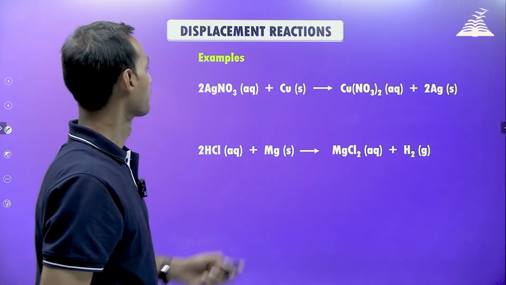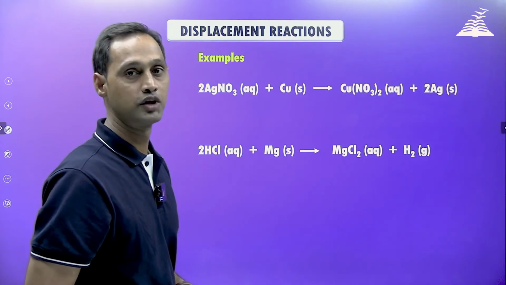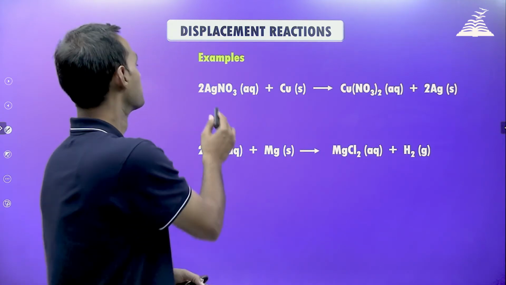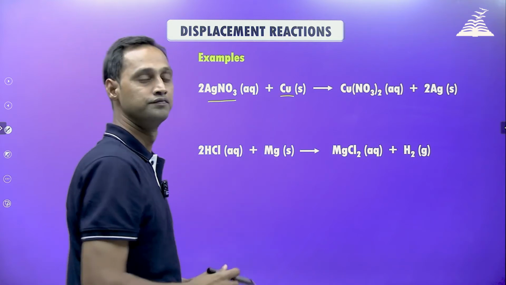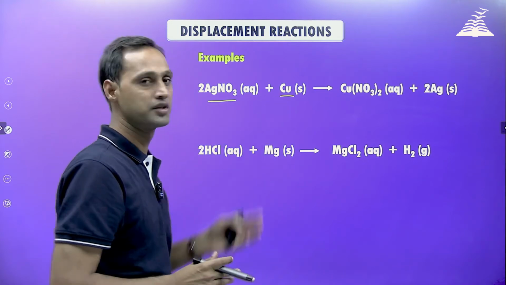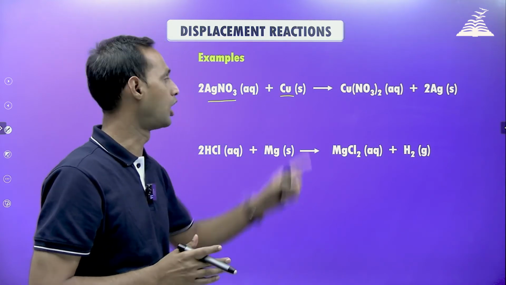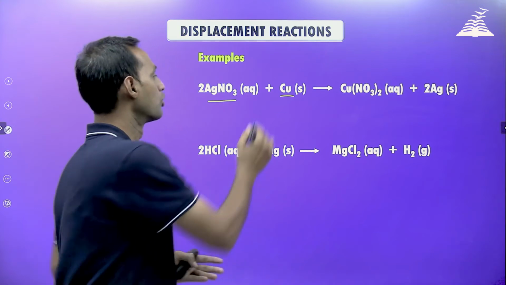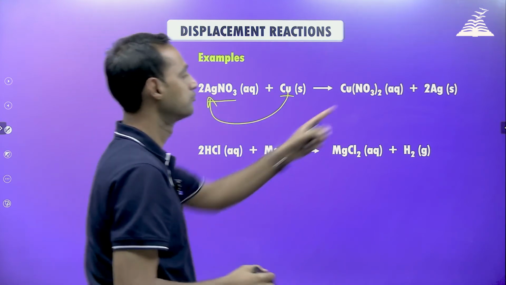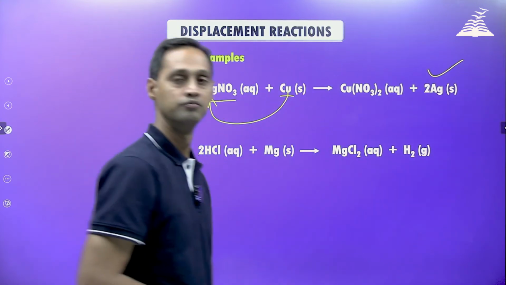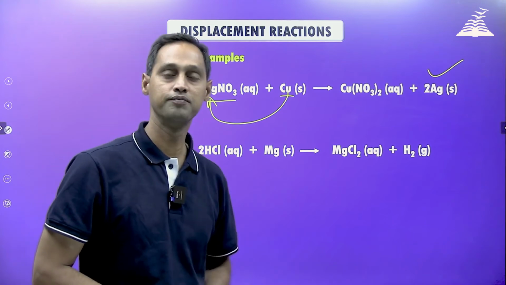See now, a few more examples of displacement reactions. Silver nitrate solution and copper. Whether copper is more reactive than silver or not? Yes, copper is more reactive than silver. So copper can displace silver. Silver has been displaced. Displacement reaction took place.